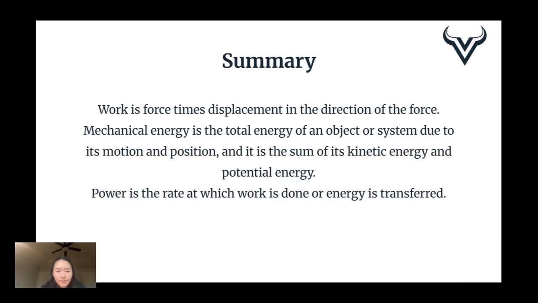Now, in summary, work is force times displacement in the direction of force, or force times displacement times cosine theta. Mechanical energy is the total energy of an object or system due to its motion and position, and it is the sum of its kinetic energy and potential energy. Power is the rate at which work is done or energy is transferred.